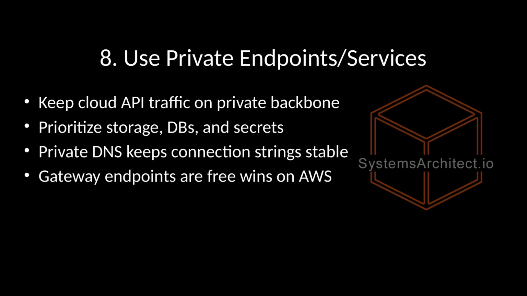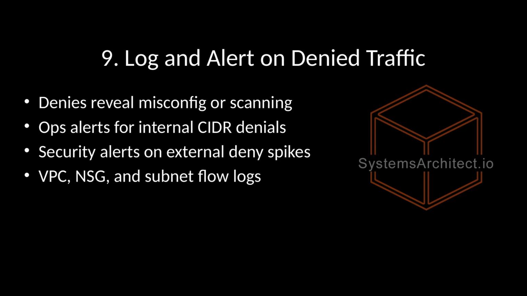Azure Private Link plus private DNS zones keeps connection strings stable. GCP Private Service Connect and Private IP for Cloud SQL remove public assignment while keeping API access inside the VPC. Ninth, log and alert on denied traffic.